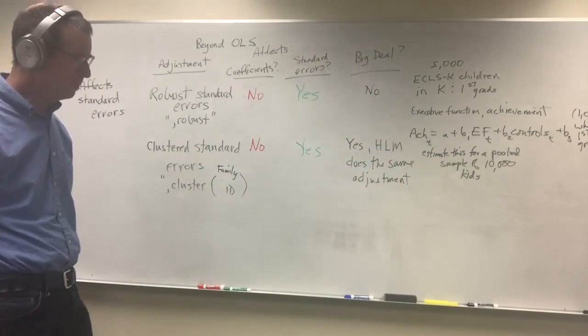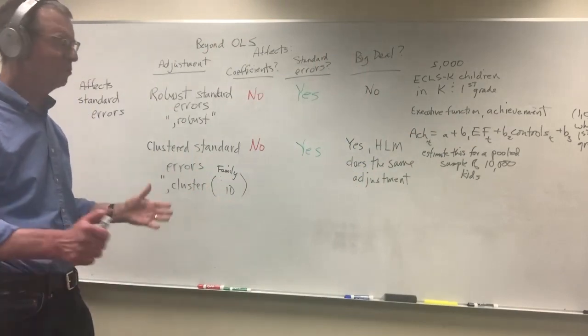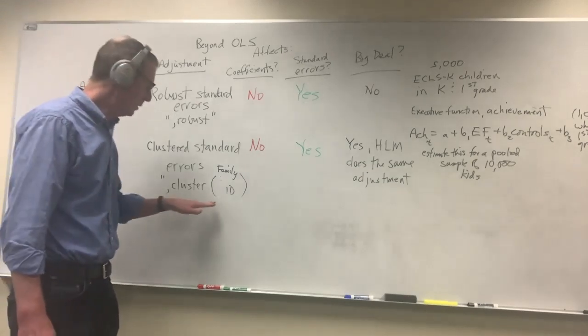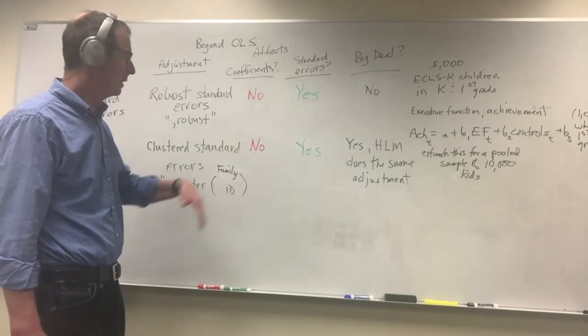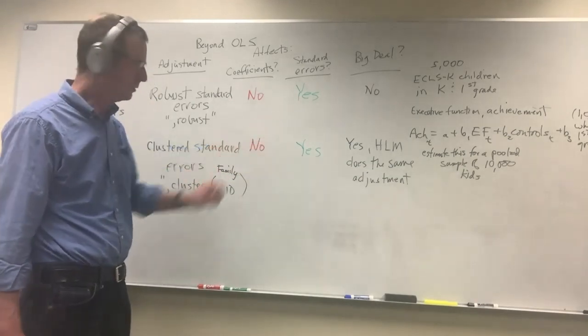And they might be so similar that you effectively have only 5,000 degrees of freedom. It'll increase your standard errors accordingly.